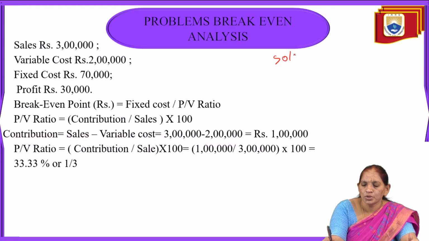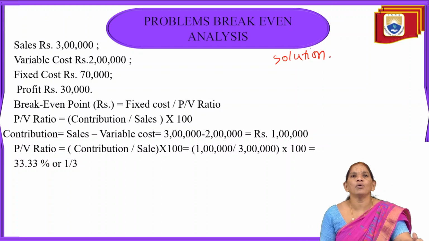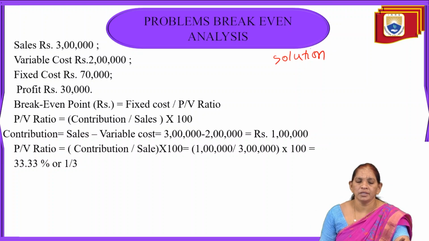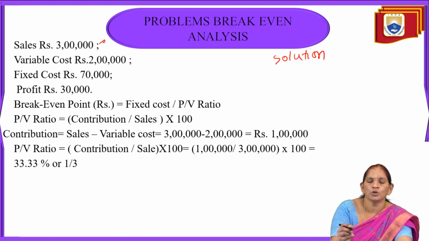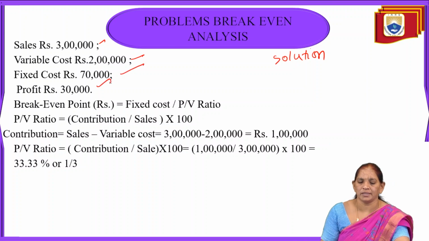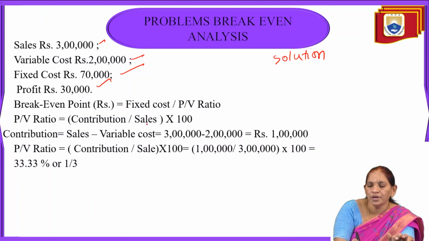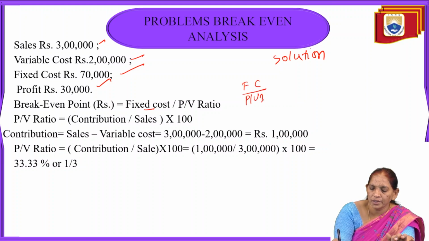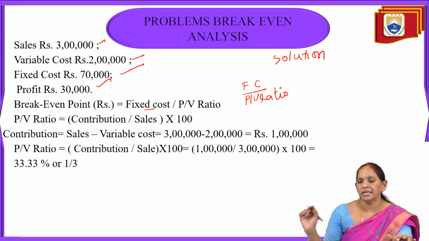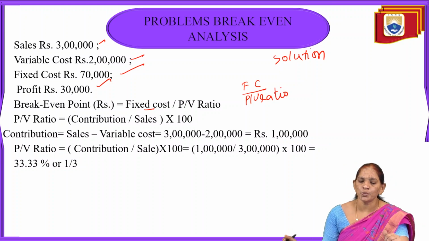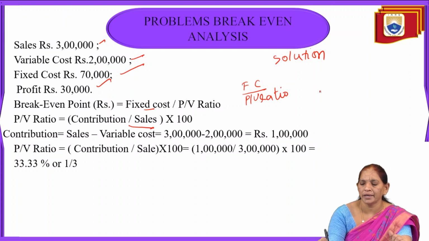So in the solution, we have the following important things of the problem. Sales is 3 lakhs, variable cost is 2 lakhs, fixed cost 70,000 and profit was 30,000. So when I want to calculate the break-even point from the above information, we have the formula of fixed cost by PV ratio. So if we are able to calculate the PV ratio, we can go. Or otherwise, we have an alternate formula: contribution by sales into 100.